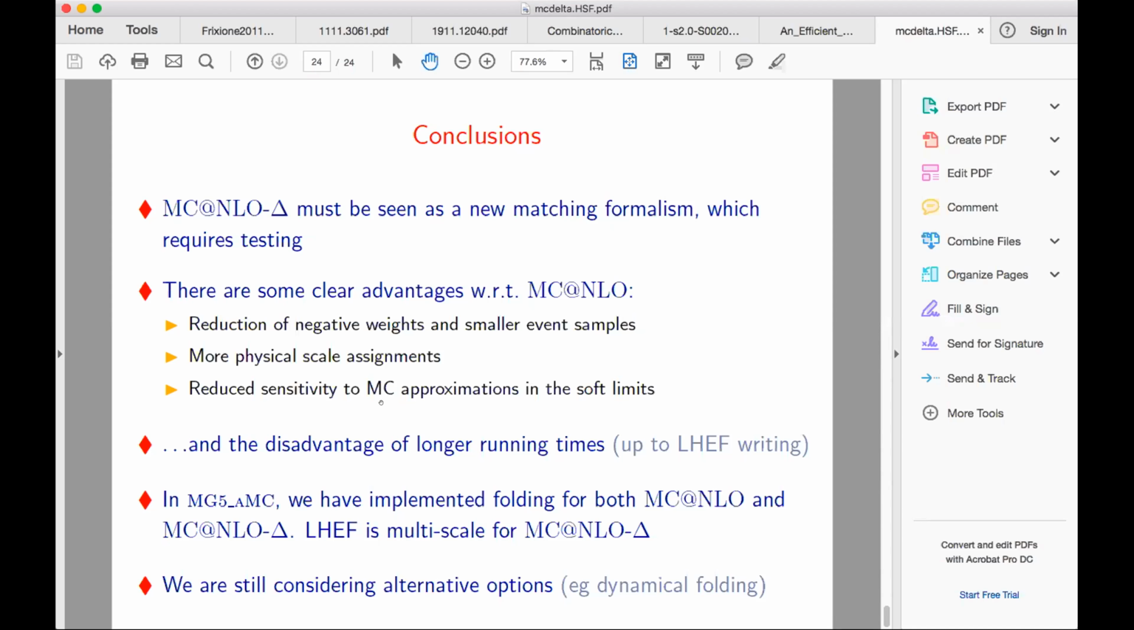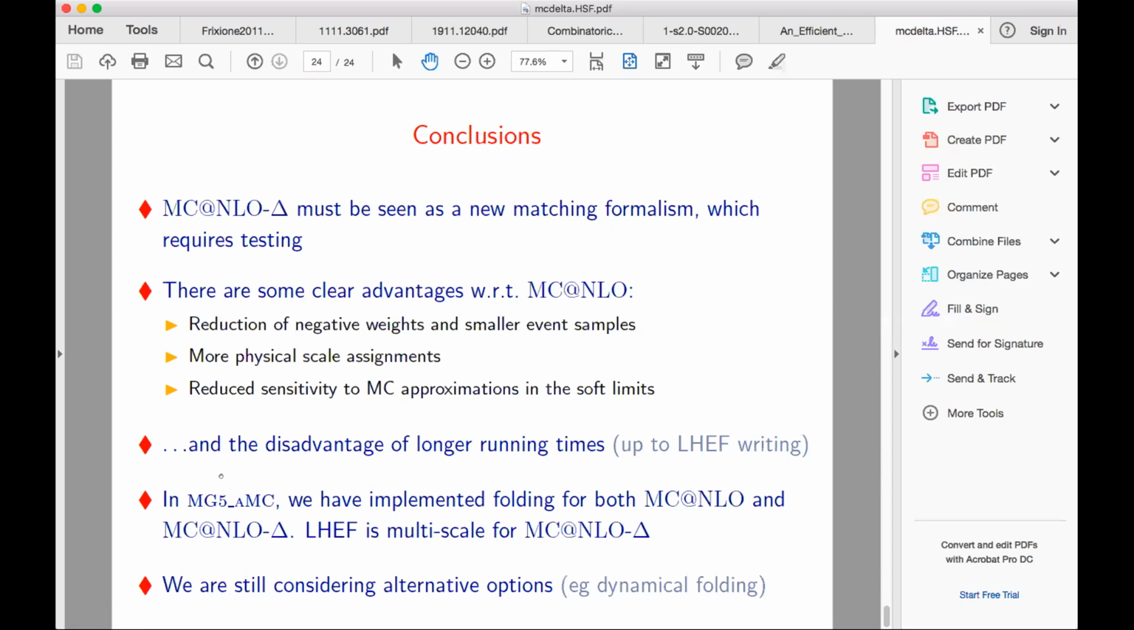The disadvantage is, of course, that you have longer running times. Of course, this is up to the detector simulation, because then you gain time at the level of detector simulation, because you have less negative weights and less events, essentially. So it's a trade-off, of course, which we believe would be an advantageous trade-off in all cases.